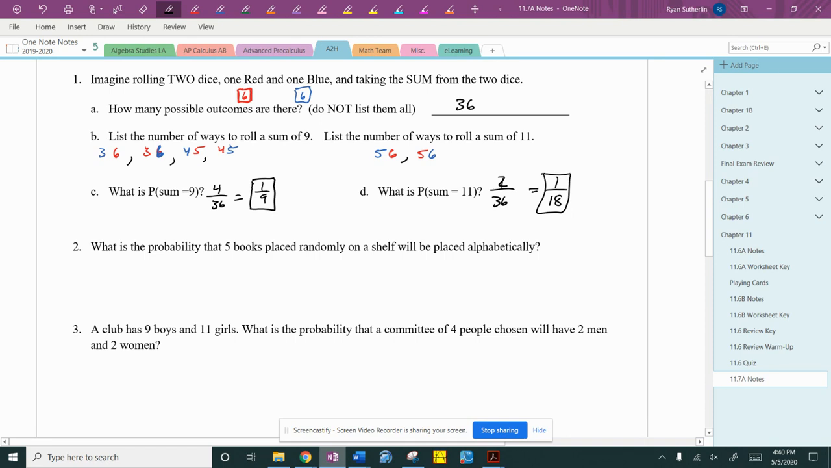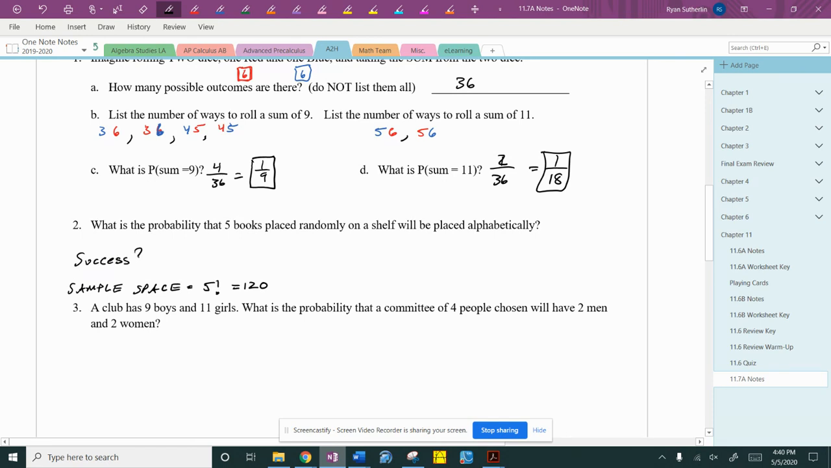All right, next problem. What's the probability that 5 books randomly placed on a shelf will be in alphabetical order? So let's think of first, I'm going to do it kind of out of order here. Let's think of our sample space. The sample space is how many arrangements are there? Well, how many ways are there to arrange 5 books? And that's what we did last section. So that's 5 factorial. So there are 120 ways that we could arrange the books.